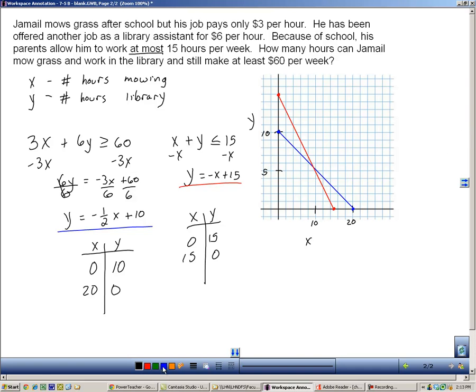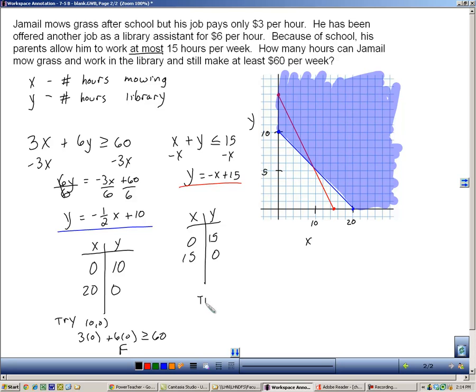Now the one thing that I did not do yet is determine shading for any of them. So let's go back to this original one. I've got to try 0, 0. So 3 times 0 plus 6 times 0 is greater than or equal to 60. Is 0 greater than 60? No, it's not. So for the blue graph, I'm going to shade away from 0, 0, up here in this area.